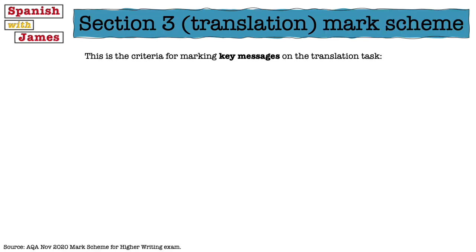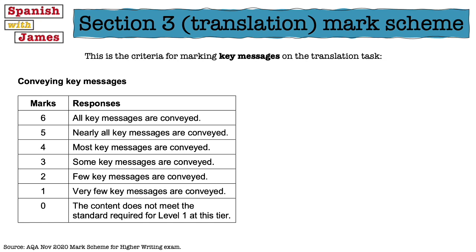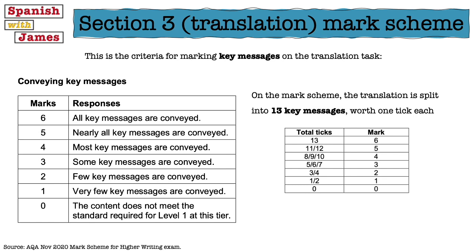Let's take a look at the criteria that examiners will use for marking the key messages on your translations. To get 6 out of 6 on this one, you need to convey all key messages. And the way examiners will work out if you've done that is that on the mark scheme, the translation you do will be split up into 13 key messages, and each one of those is worth a tick.